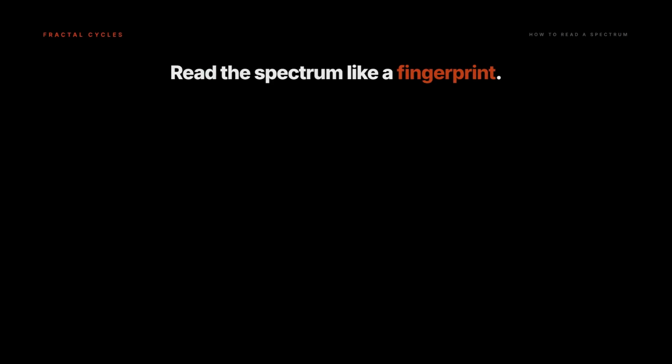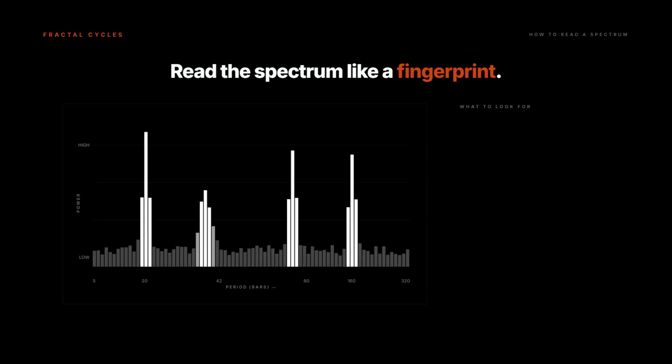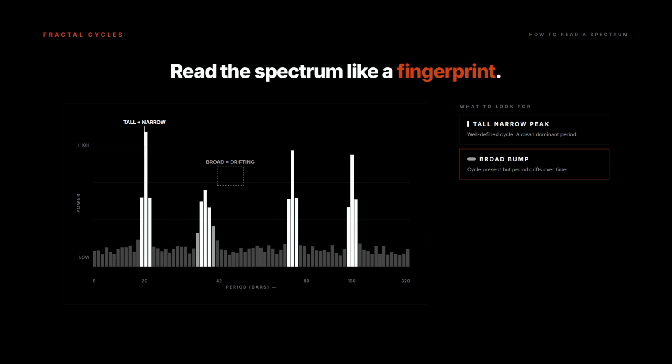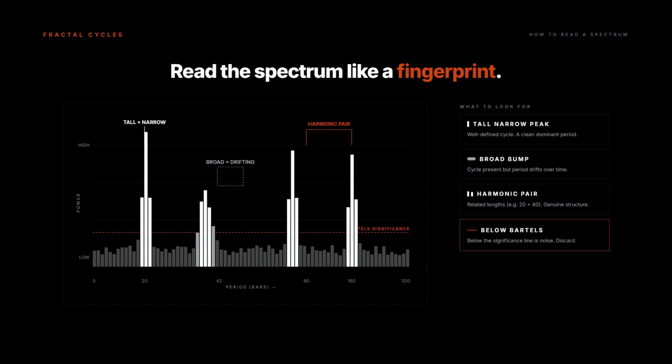A power spectrum is read from left to right along the period axis. The height of each point is how much energy that period carries. Tall, narrow peaks are well-defined cycles. Broad bumps are cycles whose period drifts over time. Peaks at related lengths like 20 and 40 bars are harmonics, and they're a fingerprint of genuine structure. Everything below the Bartels significance line is noise, and treating it as signal is how most cycle analysis fails.